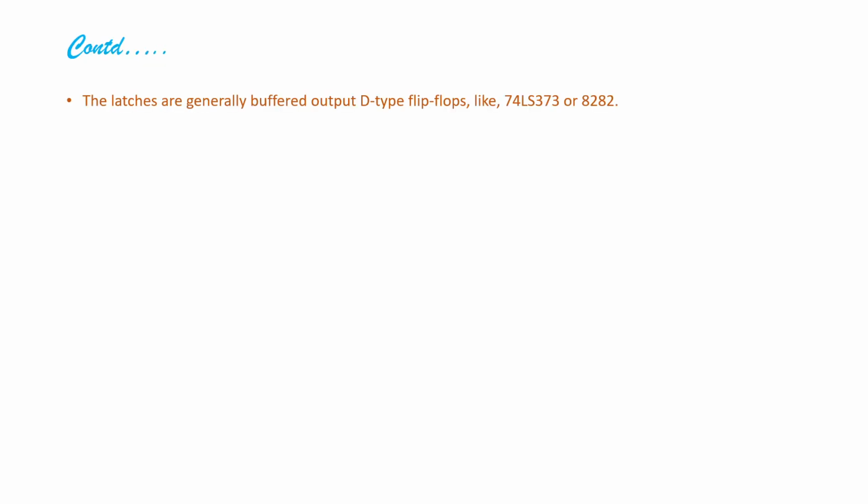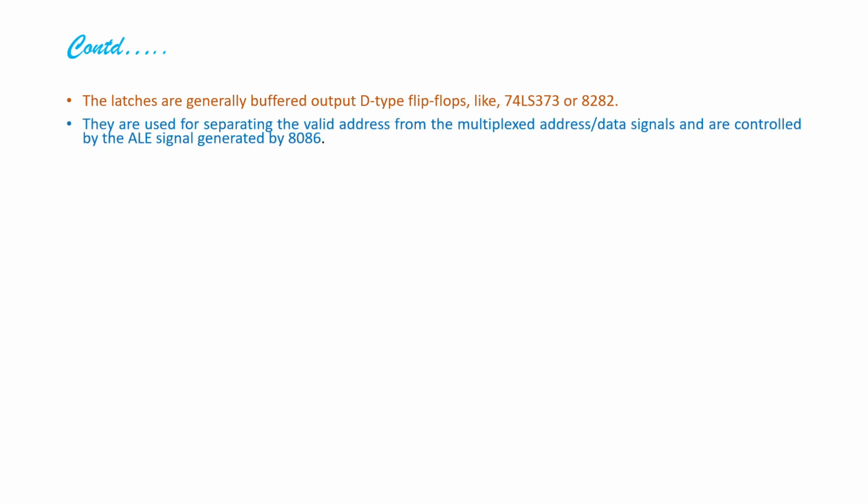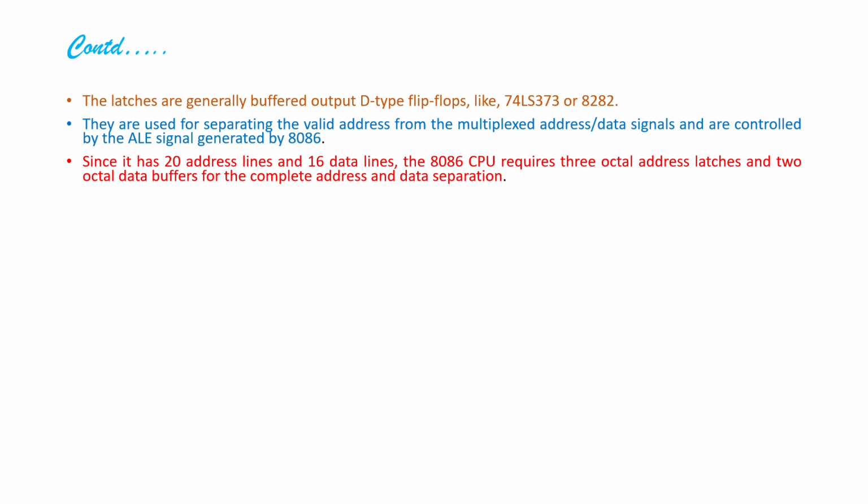First one, the latches are generally buffered output D flip-flops like 74LS373 or 8282. Second, they are used for separating the valid address from the multiplexed address data signals, and are controlled by the ALE signal generated by the 8086. Since there are 20 address lines and 16 data lines, the 8086 CPU requires 3 octal address latches and 2 octal data buffers for the complete address and data separation.